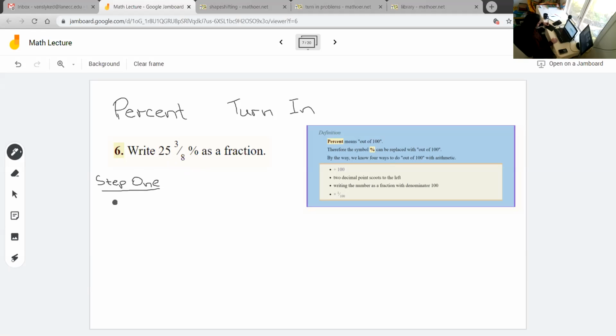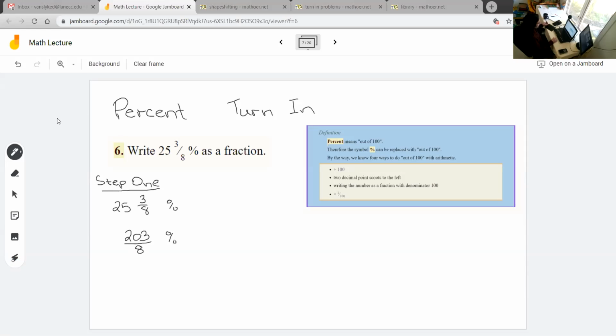So we have 25 3/8%, and we're going to keep the percent sign around, but change our mixed number into an improper fraction. And you do that by multiplying the denominator and the whole number and then adding up here. So 8 25s, well, if I have 4 25s, that's $1. So 8 25s will be 200. So I'm getting 203/8.